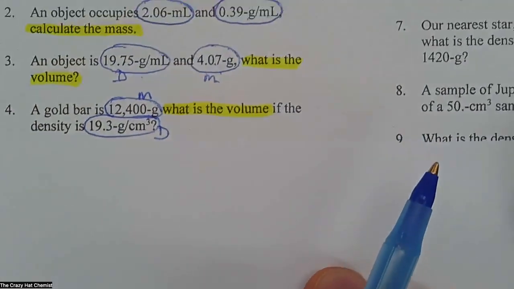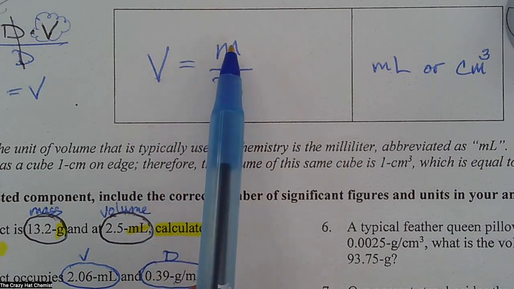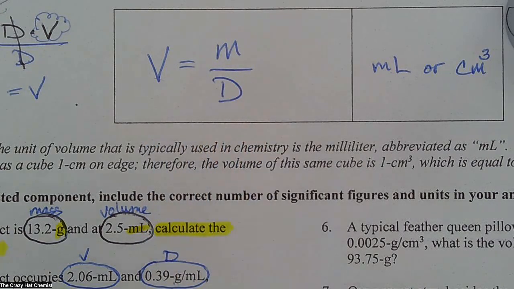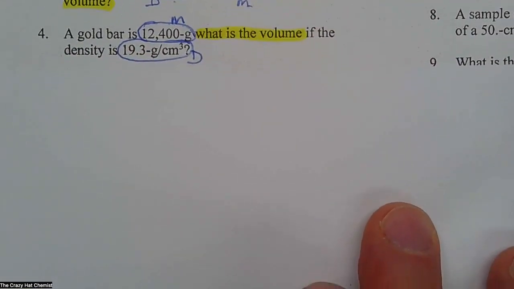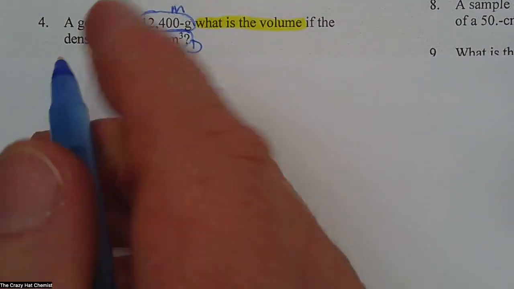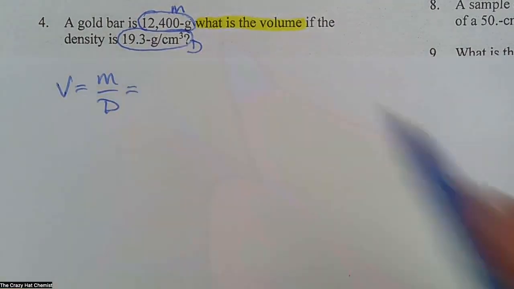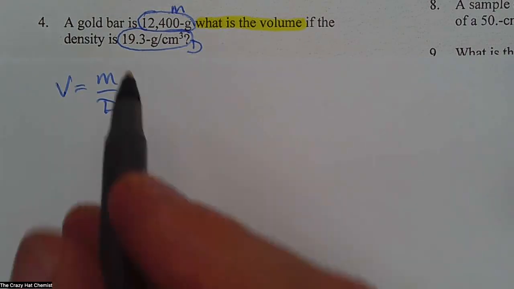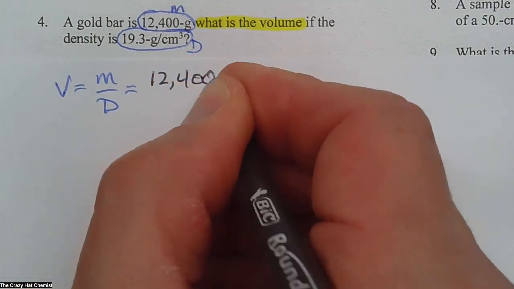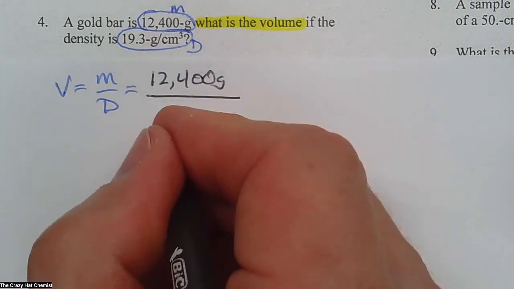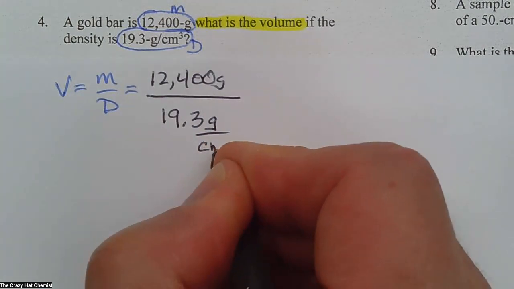So I need to find the volume equation. What is the volume equation? Volume is equal to mass over density. All right, so I'm going to rewrite that. Volume is equal to mass over density. Is equal to. All right, so we're going to plug in the mass at 12,400 grams divided by the density at 19.3 grams per cubic centimeter.